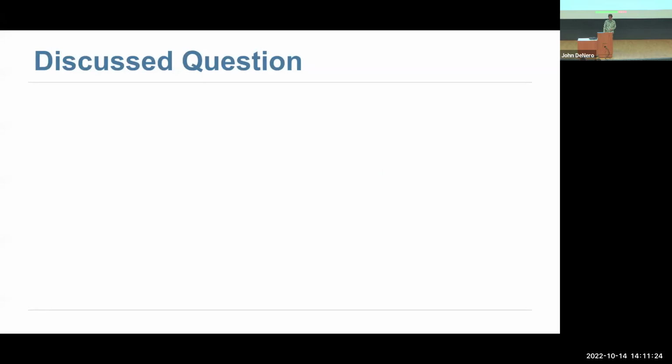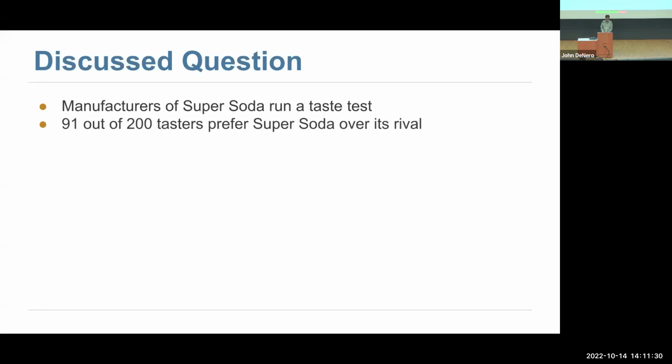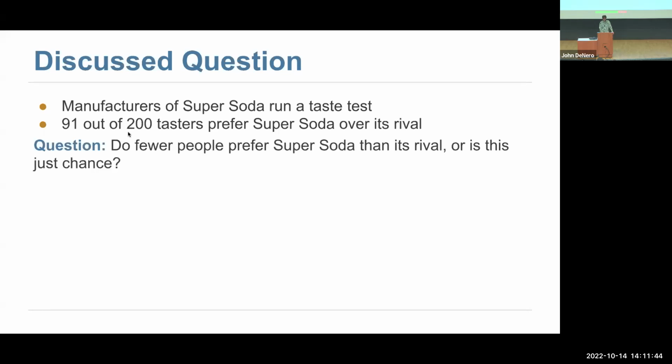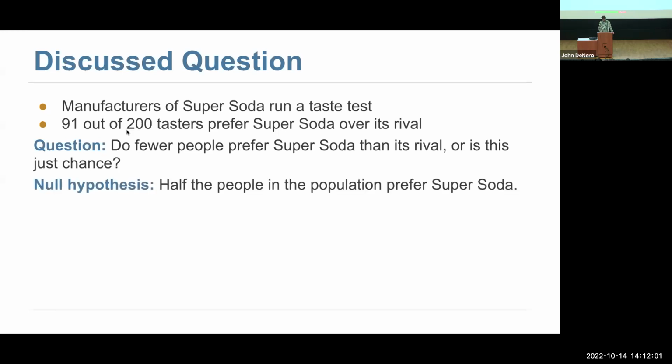Okay, last lecture, we spent a lot of time discussing the following question. Let's say the manufacturers of super soda run a taste test. 91 out of 200 tasters prefer super soda over its rival, and we assume that these 200 taste tests were a simple random sample from the population of people that we try to sell soda to. And the question was, in that population of people, do fewer people prefer super soda than its rival? Or was it just by chance that 91 happened to come out, even though it could have come out 110 or 100 or whatever?